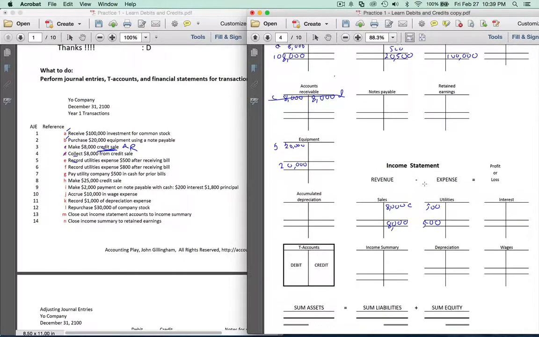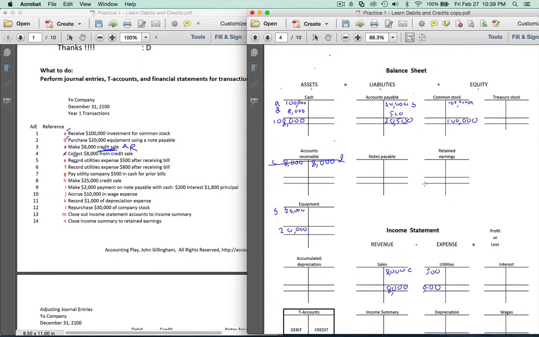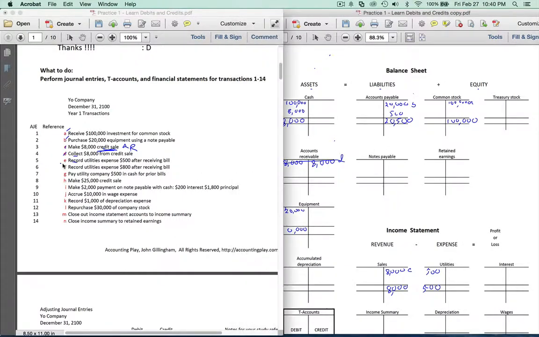Now, at this point, all we've really done is buy some equipment, issue some stock, have some accounts payable. We are only up to here. We're just going to do a little bit of a shortened version until I can get something a lot prettier than this handwriting.